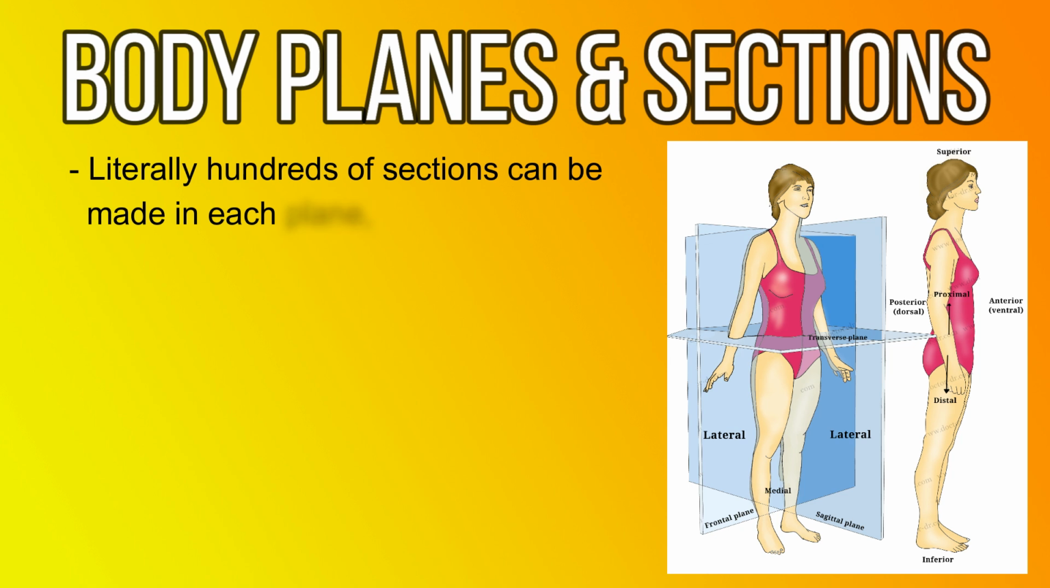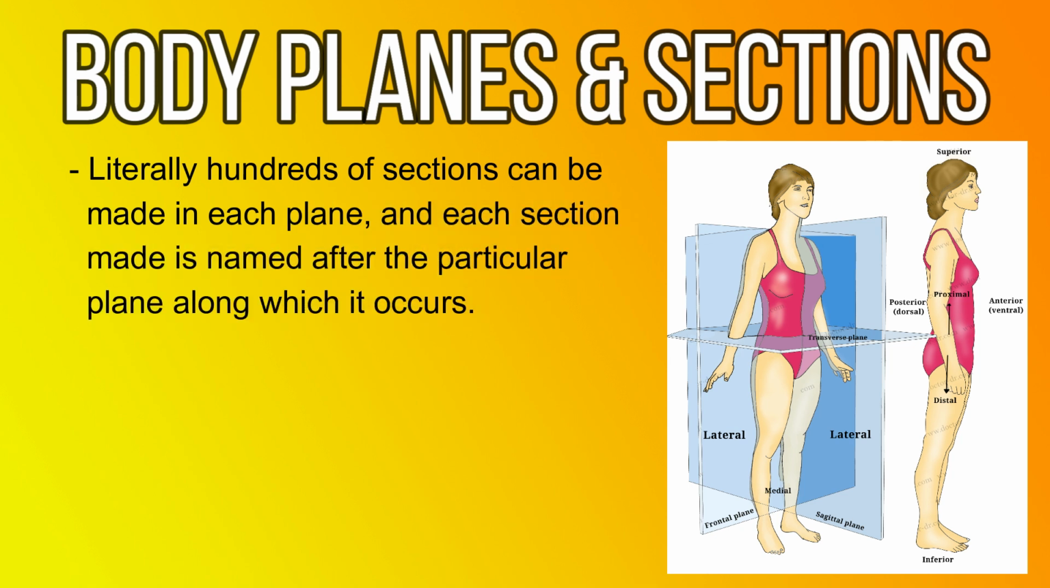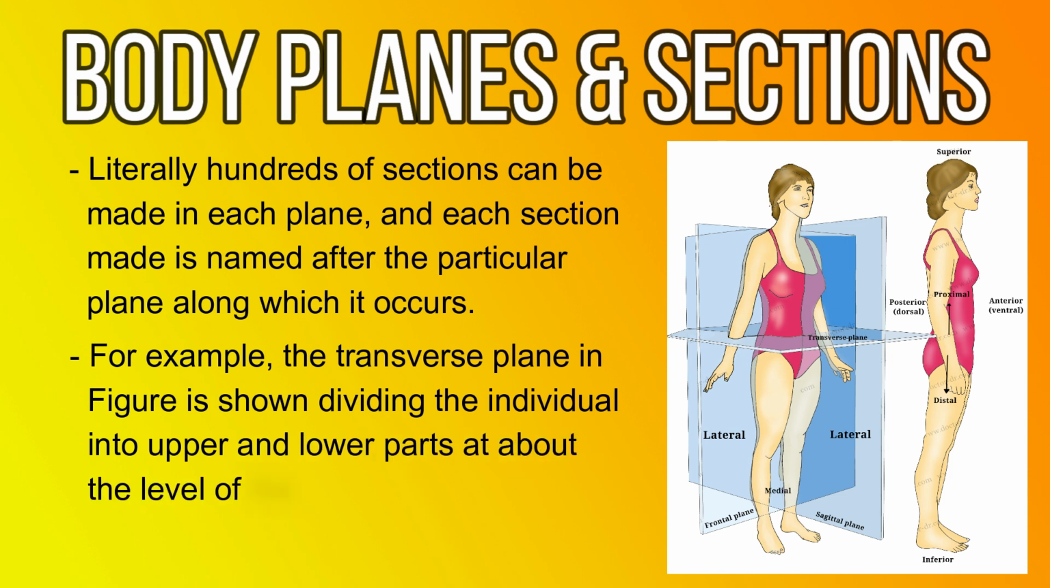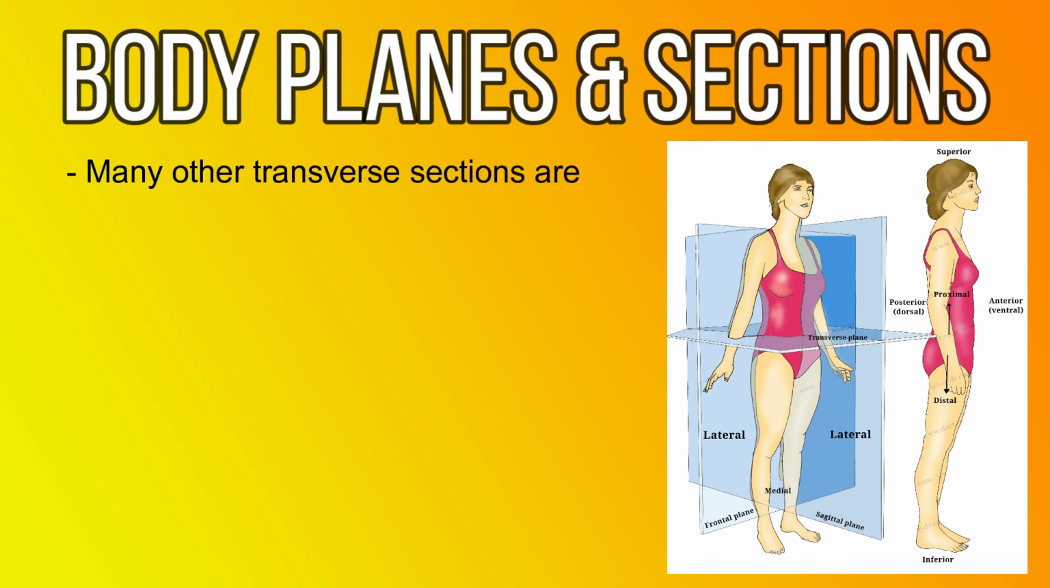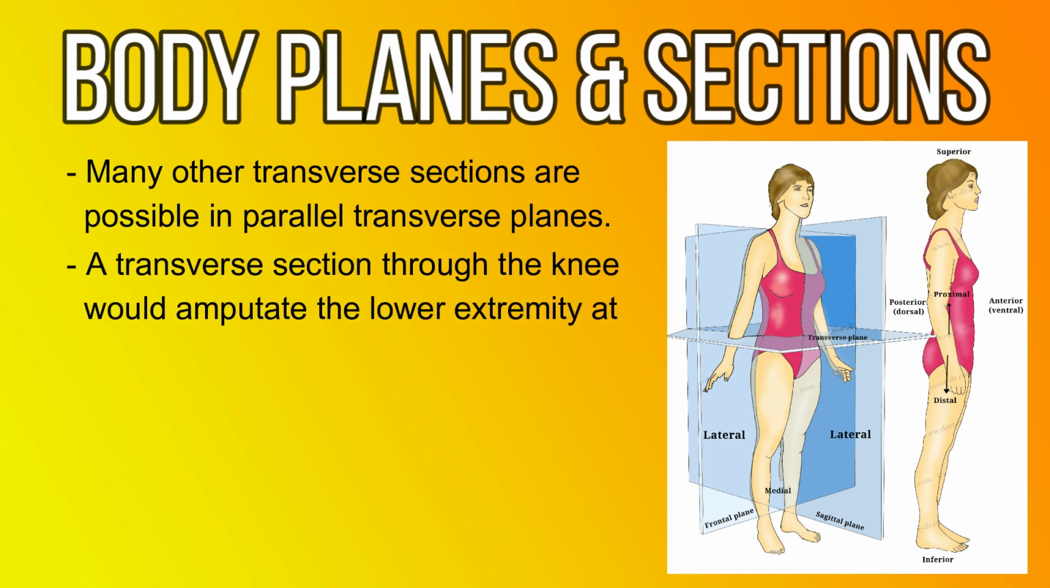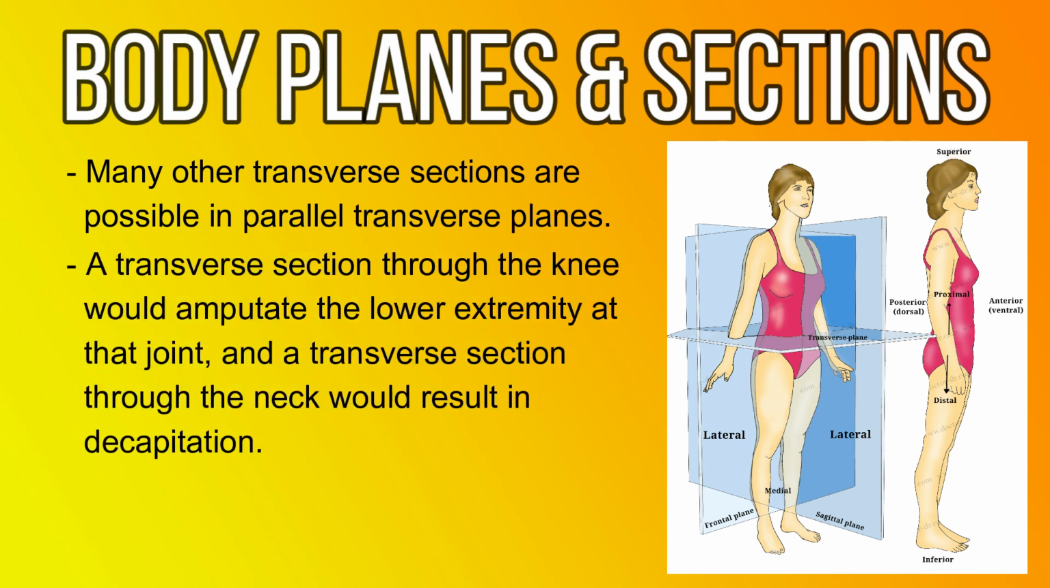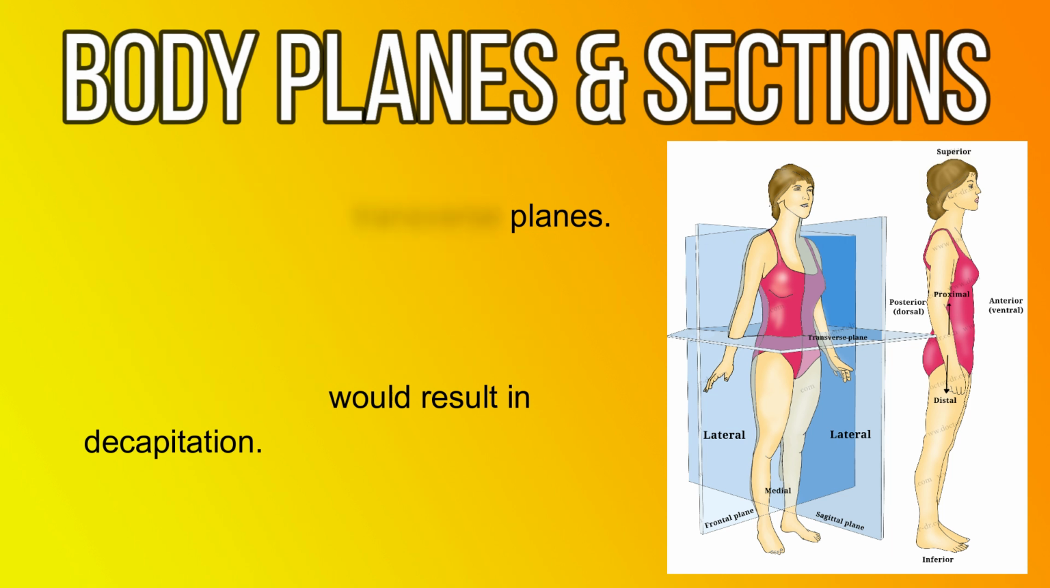Literally hundreds of sections can be made in each plane, and each section made is named after the particular plane along which it occurs. For example, the transverse plane in this figure is shown dividing the individual into upper and lower parts at about the level of the umbilicus. Many other transverse sections are possible in parallel transverse planes. A transverse section through the knees would amputate the lower extremities at that joint, and a transverse section through the neck would result in decapitation.